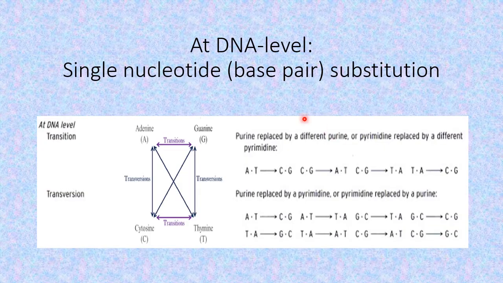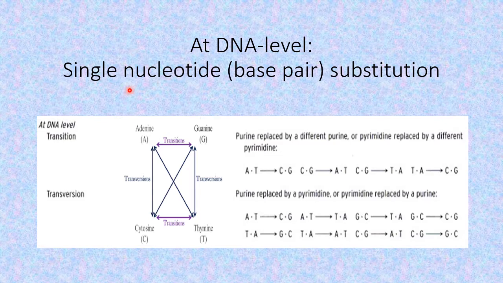Now, at DNA level, we say that nucleotide is the basic unit of mutation. So, if this is a substitution of a single nucleotide, now we say single nucleotide, but actually, eventually, it is the base pair that is substituted. Because, just now we'll see how.